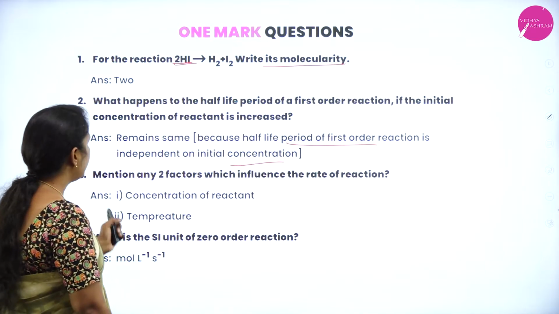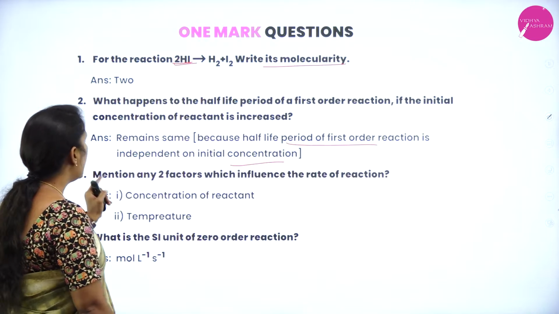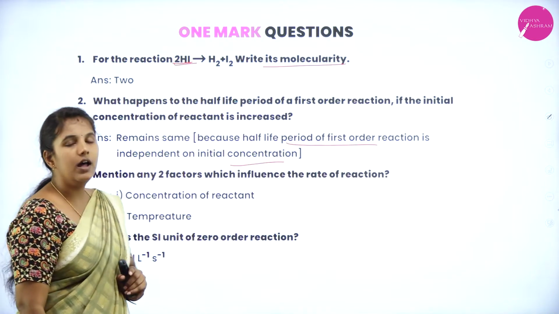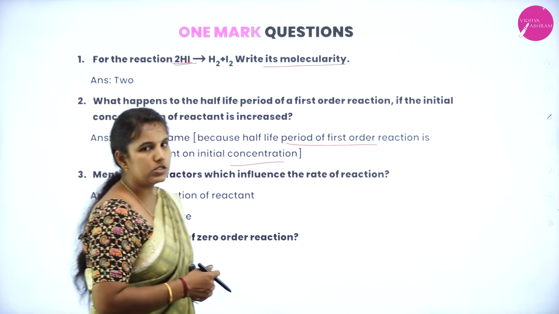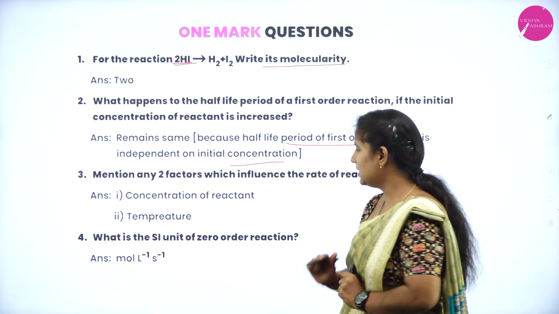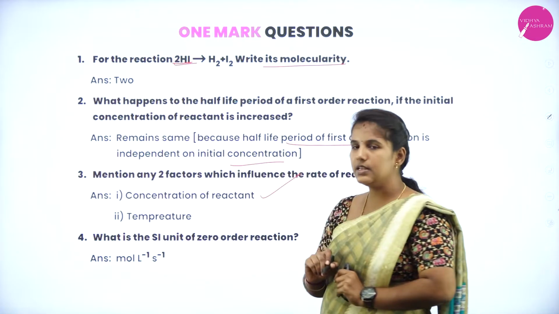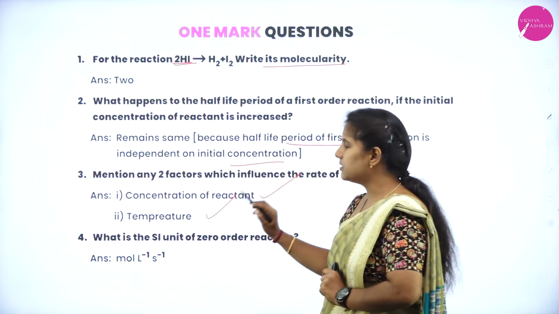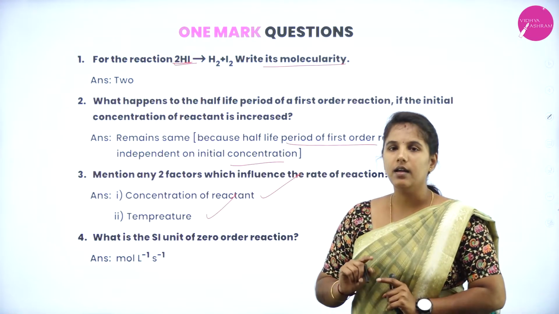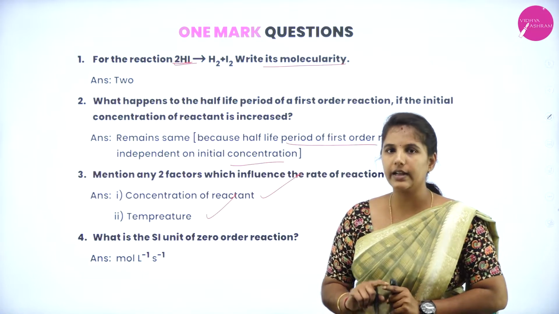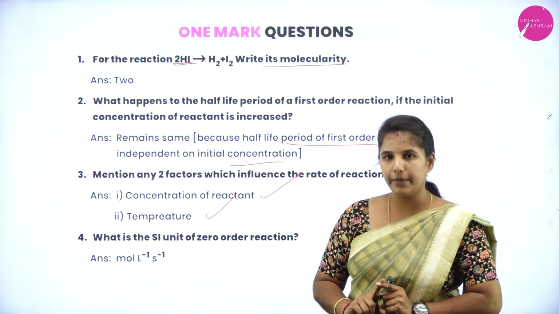Okay. The next question goes like this. Mention any 2 factors which influence the rate of the reaction. So, the rate of the reaction will be affected by temperature and the concentration of the reactant. So, these 2 factors always determine the rate of the reaction. Okay, one is the concentration of the reactant, another one is temperature.